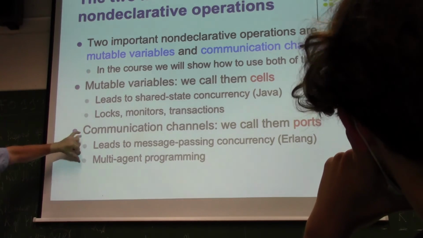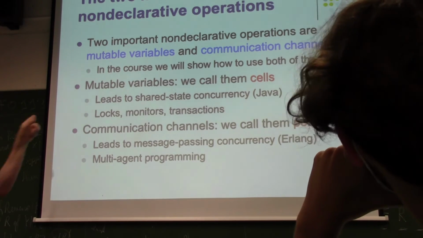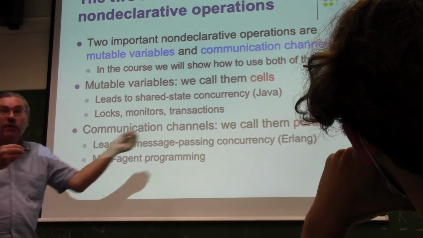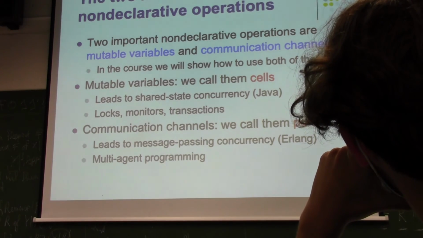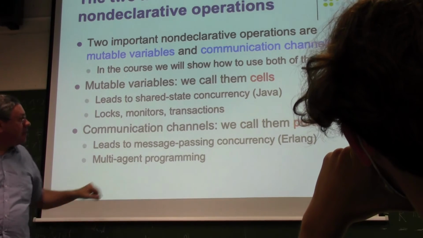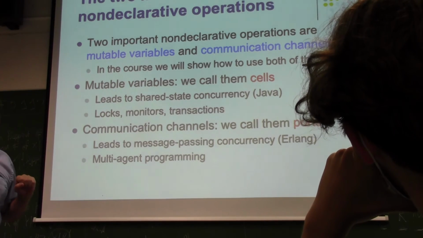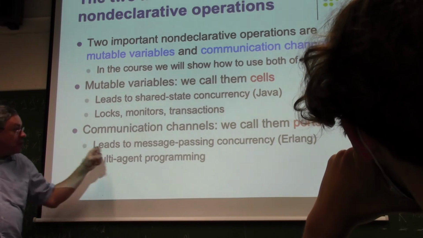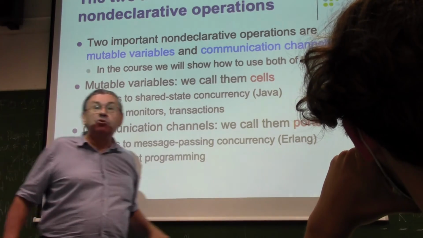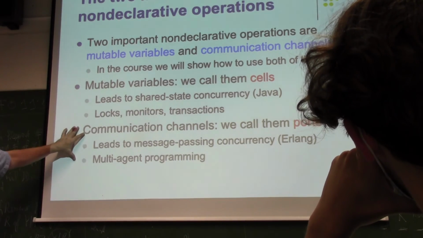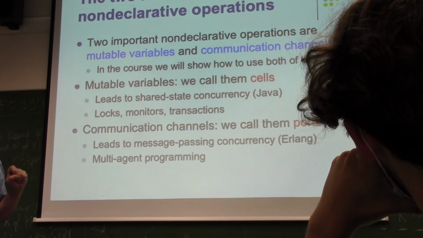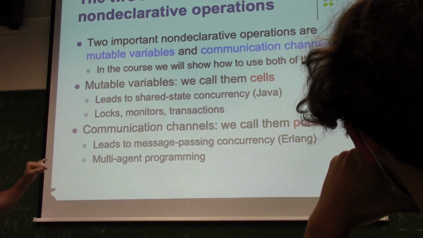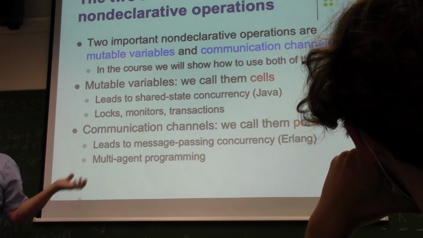The other one is the communication channel, which I showed you. In this course, we're going to call those ports. Information comes in through the channel. This leads to message passing, which is also a popular approach. A lot of internet networking does that, of course. But there are also programming languages like Erlang, which is based on this approach. This is called multi-agent programming. A lot of telecommunication systems are built on this, but you can use it for general applications.